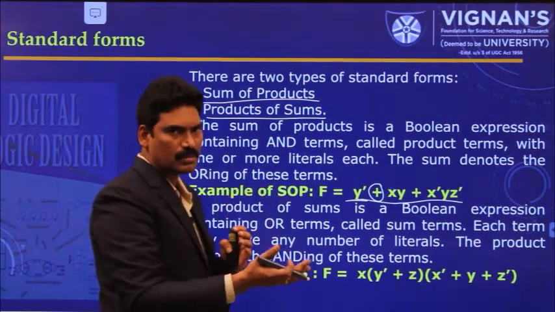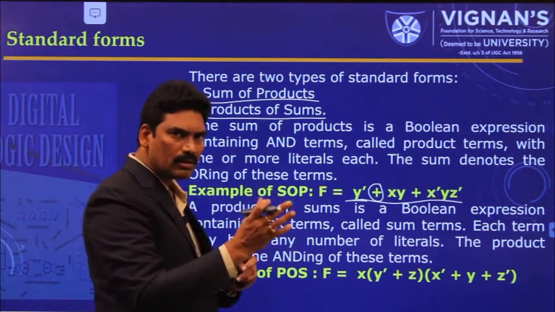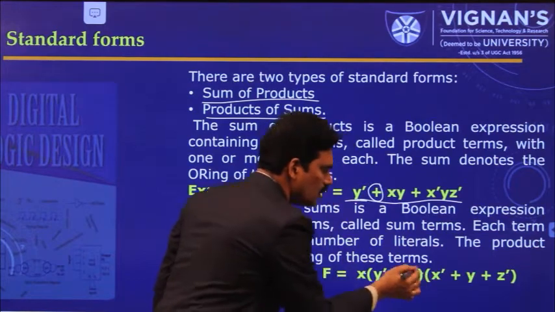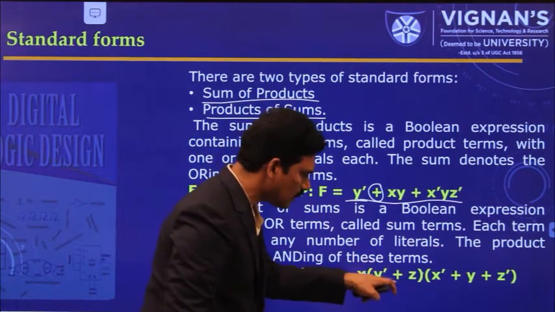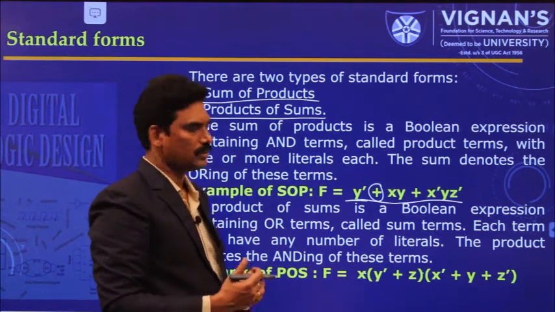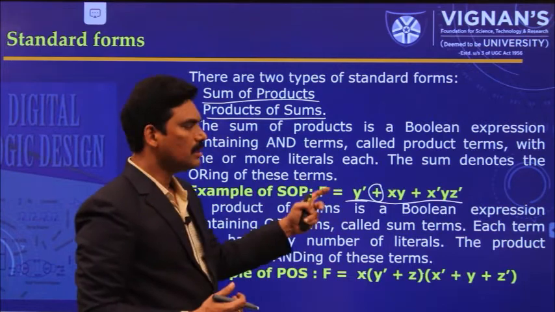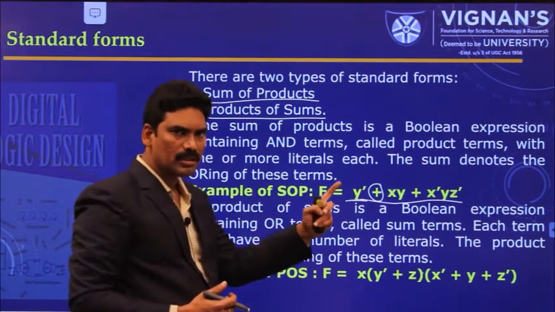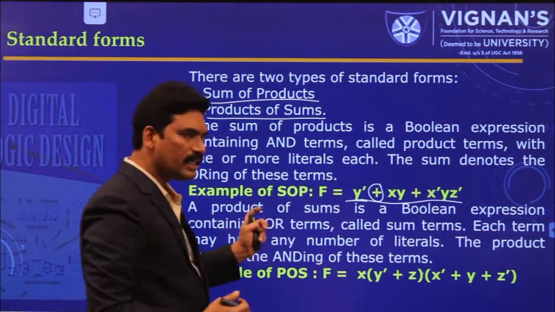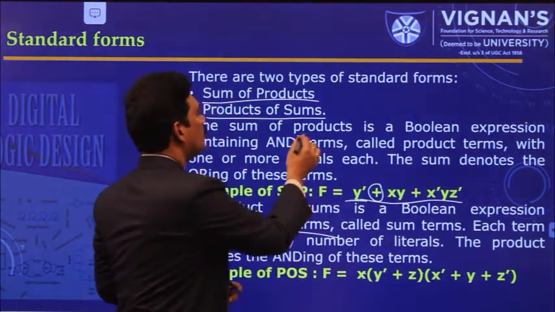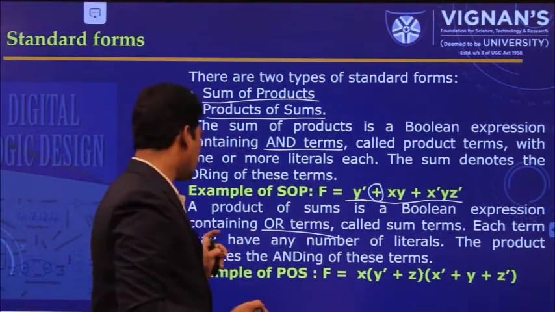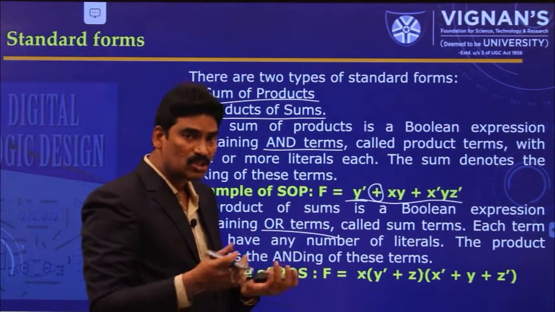And what about product of sums? In the middle we have multiplication, that is the product. This is sum and this is sum. This is called product of sums, and these are called standard forms. A product of sums is a Boolean expression containing n terms, called sum terms. Each term may have any number of letters. There is no limit on the letters.